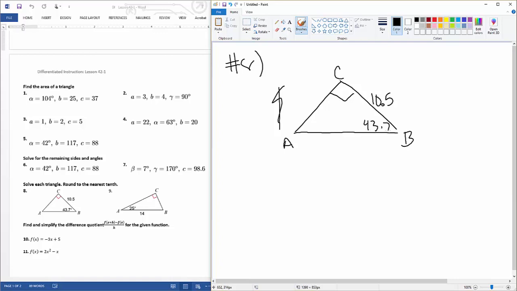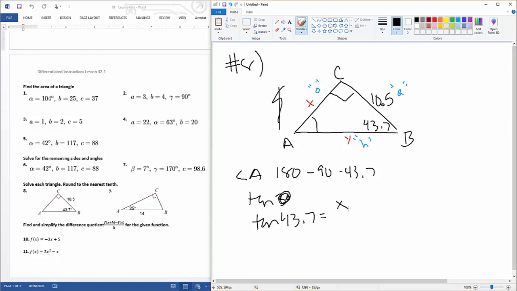So this is where we're going to do all these different SOHCAHTOA stuff. So to find this angle here, angle A, 180 degrees minus 90 minus 43.7. I'll say that this is x and this is y, just to make it easier. To find x, that's opposite from this angle, and this is adjacent, and this is my hypotenuse. So that's tangent. So the tangent of 43.7 equals x over 10.5.